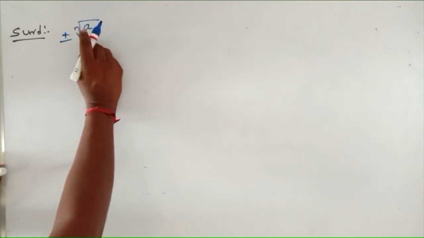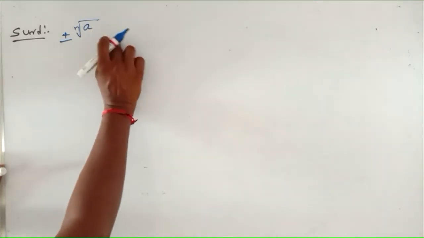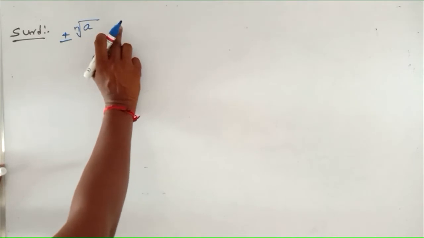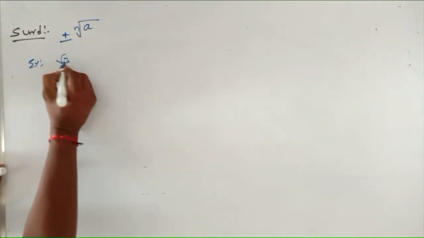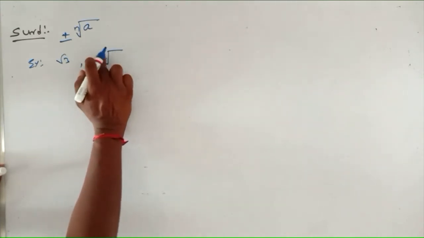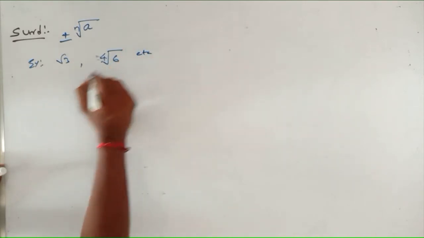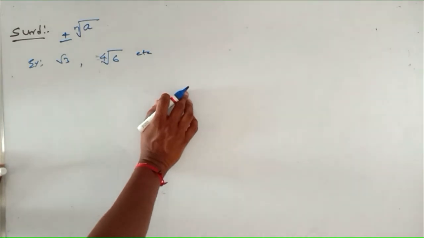If a is any positive rational number which is not the nth power of any rational number, then the irrational number denoted by plus or minus nth root of a is called a surd or simple surd. Example, I am taking root 3, cube root of 5, fourth root of 6, etc. Here root 3 is a surd as well as an irrational number.